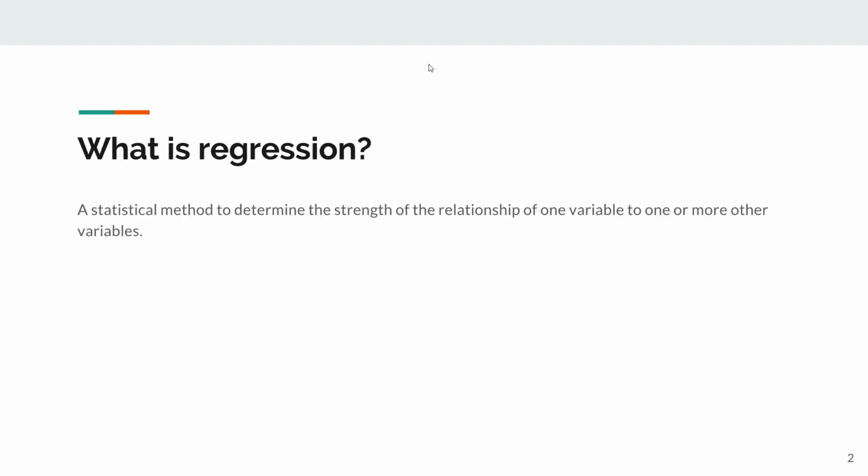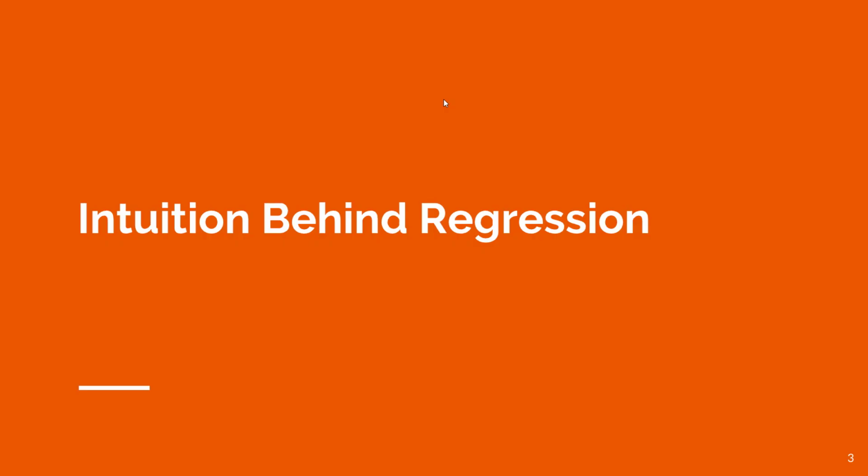So what is regression? Regression, formally defined, is a statistical method used to determine the strength of the relationship of a variable to one or more other variables. Now, what does that even mean? The best way I can explain it is to look at the problem that it is trying to solve, or the intuition behind regression, and that should help us understand what regression is and why we need it.